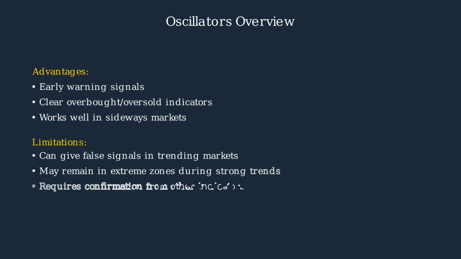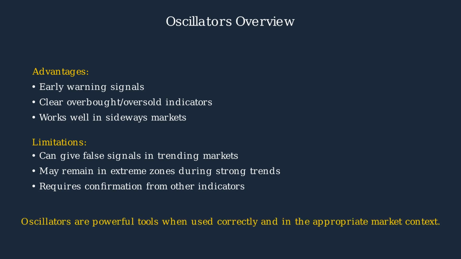Oscillators offer several advantages for traders, including early warning signals, clear overbought and oversold indicators, and effectiveness in sideways markets. However, they also have limitations. They can give false signals in trending markets, may remain in extreme zones during strong trends, and typically require confirmation from other indicators. In summary, oscillators are powerful tools when used correctly and in the appropriate market context. Understanding their strengths and limitations is key to using them effectively in your trading strategy.